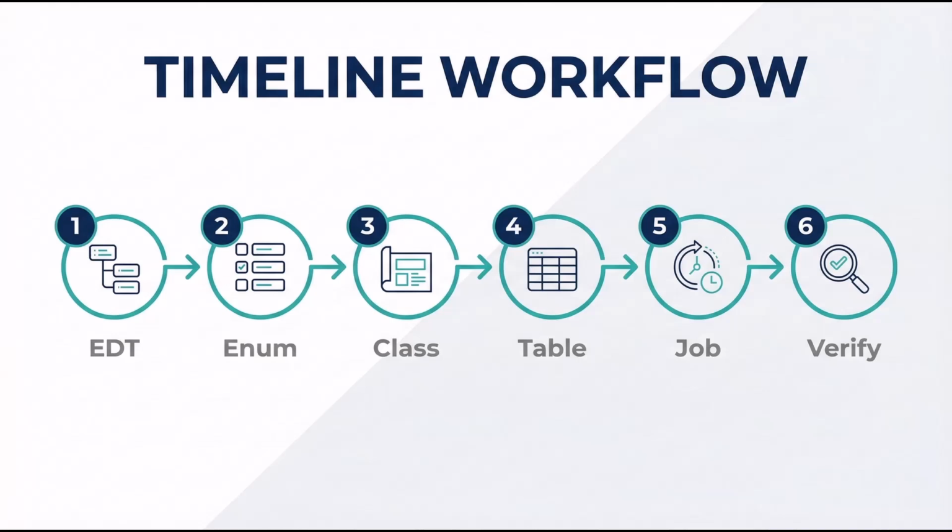First, we create an EDT for the ID. Second, we extend the standard enum to add the module. Third, we create the number sequence module class. Fourth, we update the parameter table. Fifth, we run a job to load it. And sixth, we verify it works in D365.